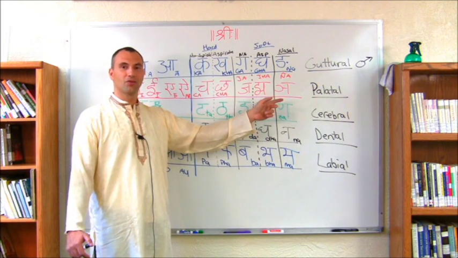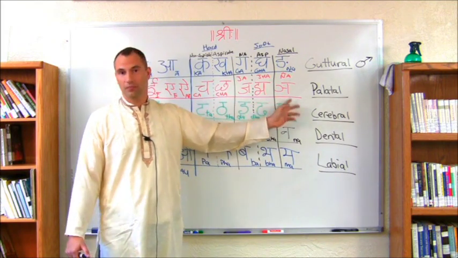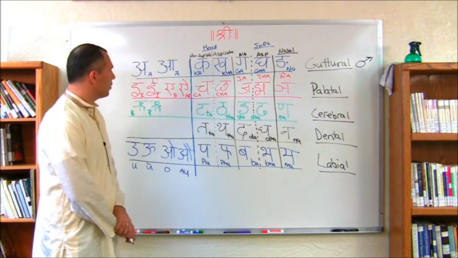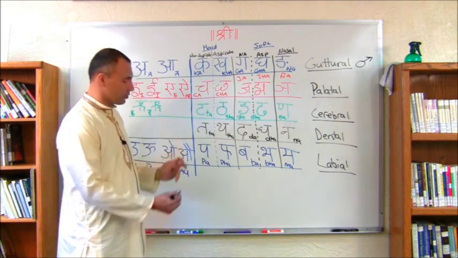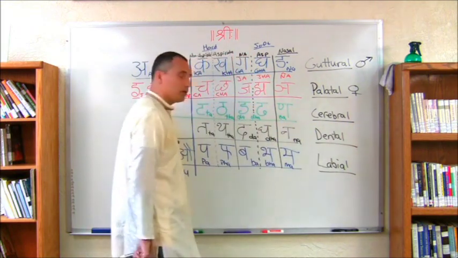Okay? Now say it slowly. Ch, ch, j, j, ñ. Good? Okay. Now these palatals are associated in Vedic astrology with the planet Venus.